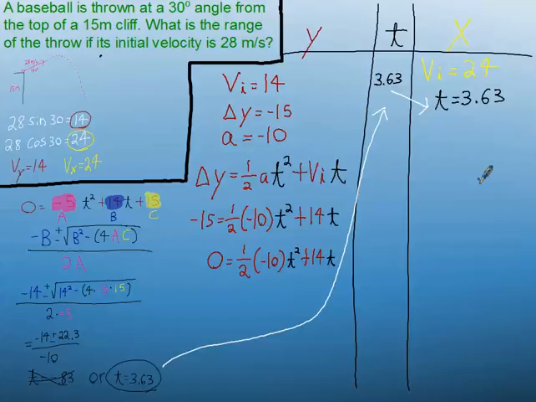Great, so we know that it's in the air for 3.63 seconds, and we also know that in the x direction, it's flying 24 meters every second. So finally, if you go 24 meters to the right every second, and you do that for 3.63 seconds, then you get a horizontal range on the shot of 87 meters.